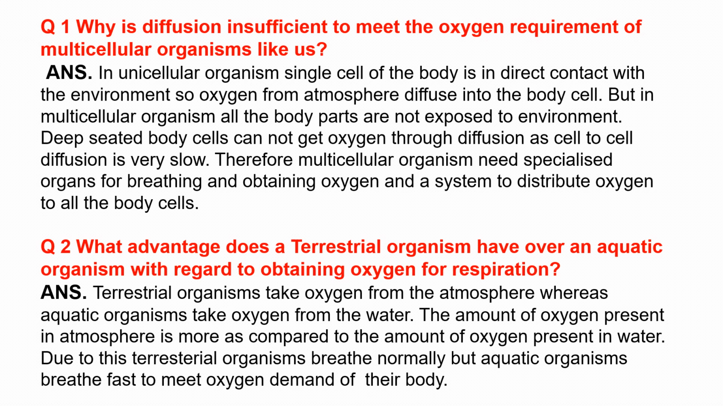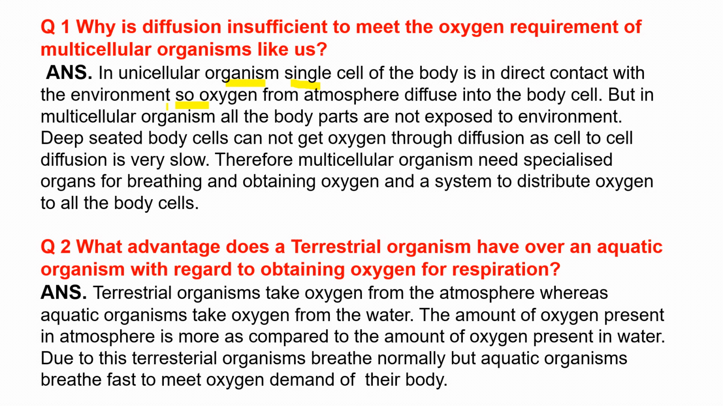So students, in the answer it is written that in unicellular organisms, only a single cell is there, that is in direct contact with the environment. So oxygen from the atmosphere diffuses into the body cell directly. But in multicellular organisms, all the body parts are not exposed to the environment, especially the cells which are present inside the body. So deep-seated body cells cannot get oxygen through diffusion, as cell-to-cell diffusion is very slow.